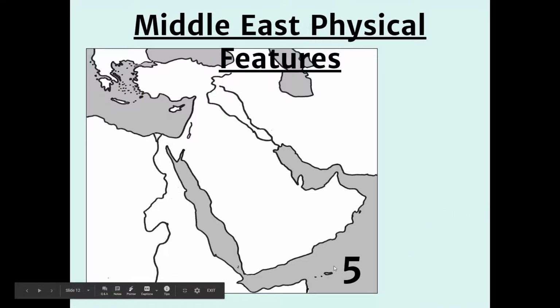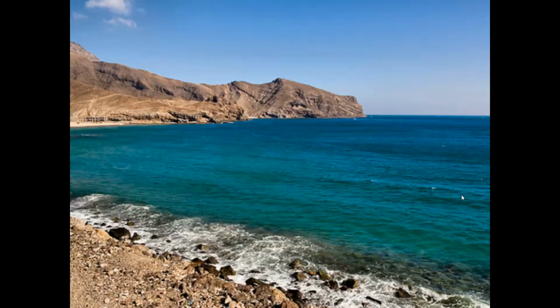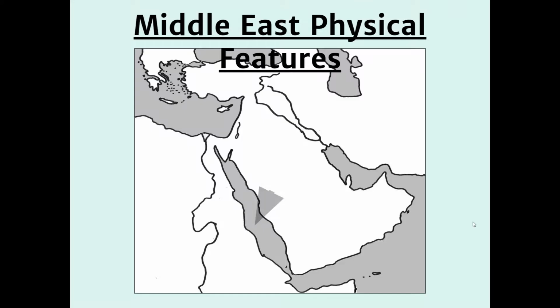Next up, we have down here the Arabian Sea, right where the number 5 is. The Arabian Sea is right off the Arabian Peninsula. So this is the Arabian Peninsula, and then that's the Arabian Sea. And here you can see some pictures of the Arabian Sea and its coastline. And here you can see a lot of that desert that we were talking about there.